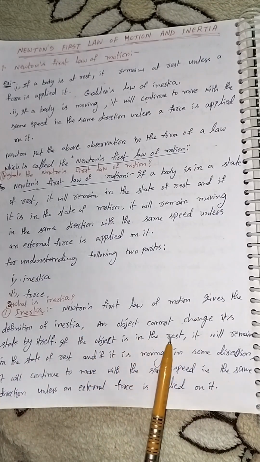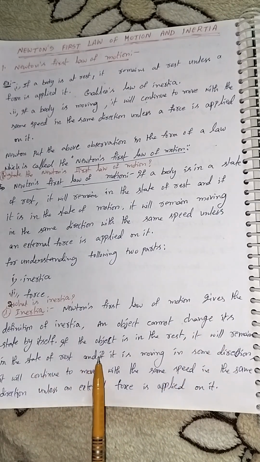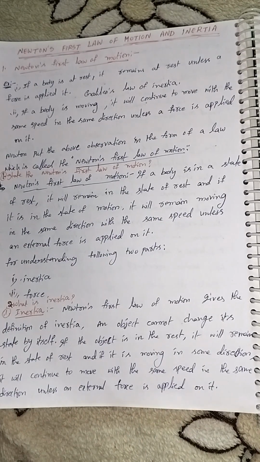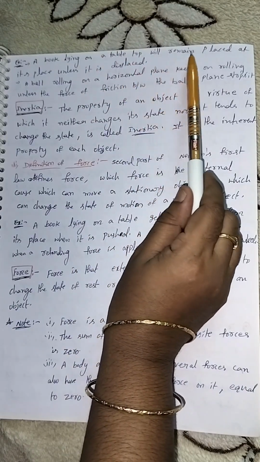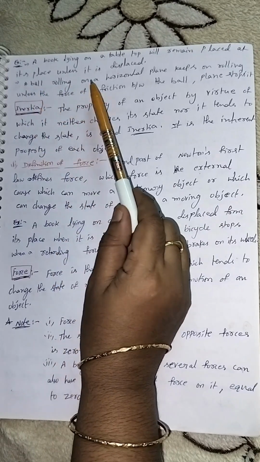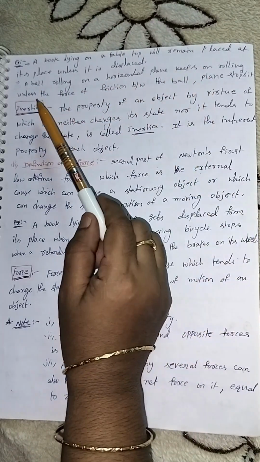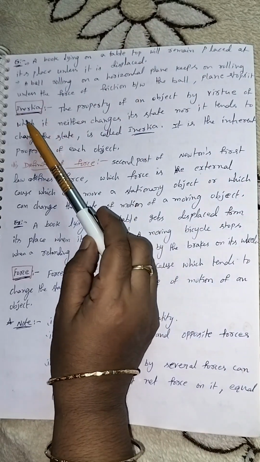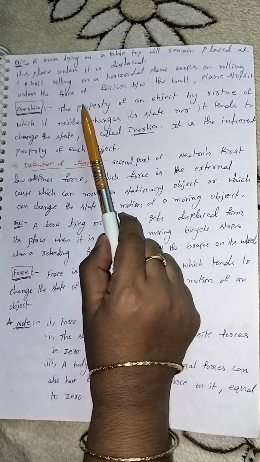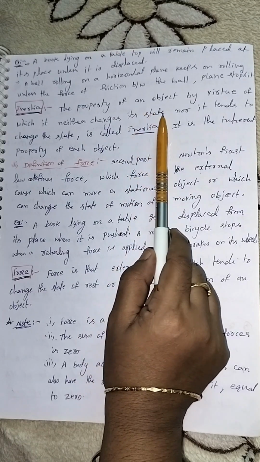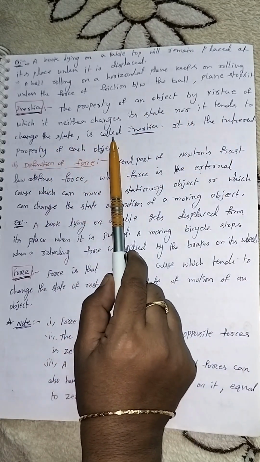If the object is at rest, it will remain in the state of rest. And if it is moving in some direction, it will continue to move with the same speed in the same direction unless an external force is applied on it. A book on a tabletop will remain at its place unless it is displaced. Another example is a ball rolling on a horizontal plane keeps on rolling unless the force of friction between the ball and the plane stops it. So what is the meaning of inertia? It is the property of an object by virtue of which it neither changes its state nor tends to change its state. So it is called inertia.